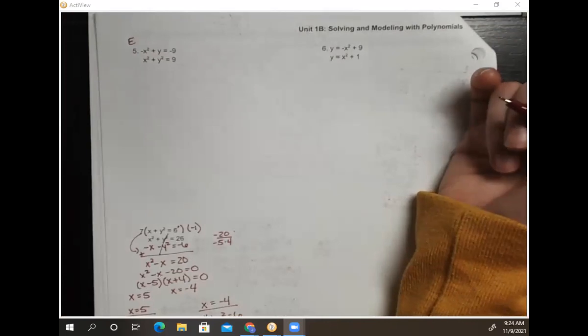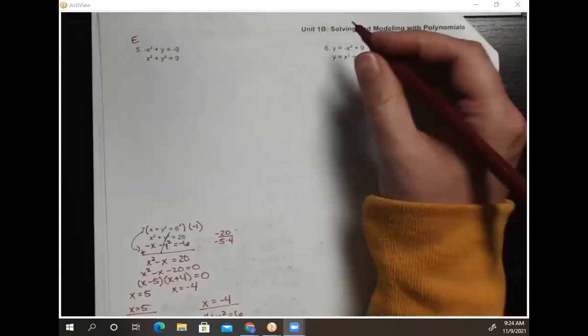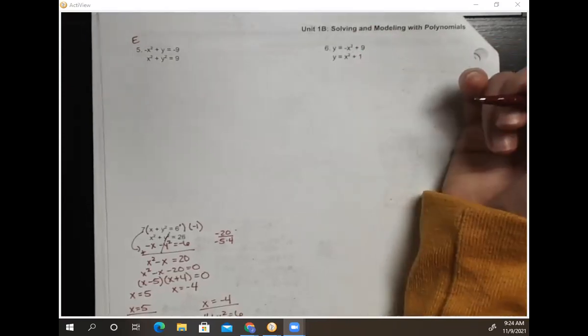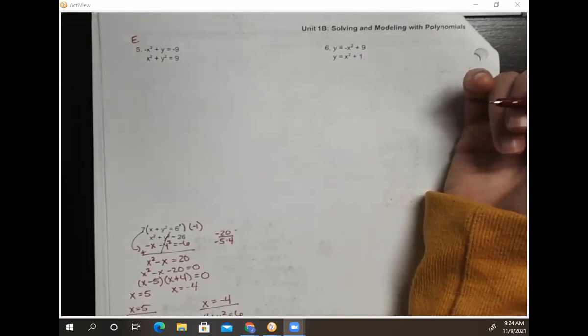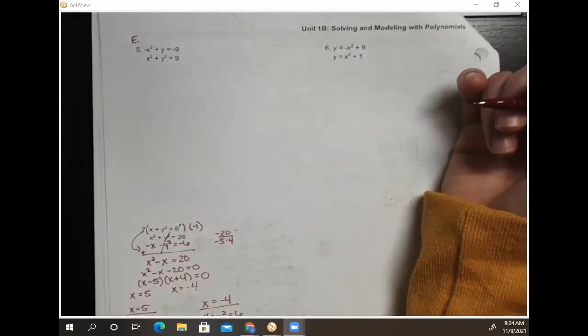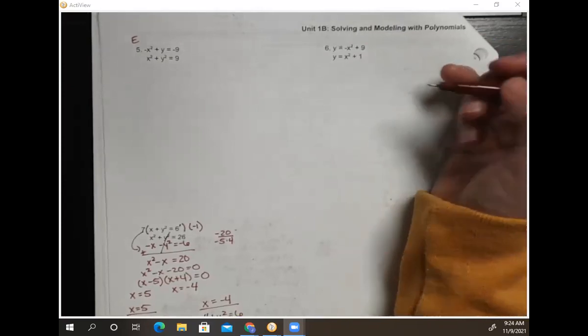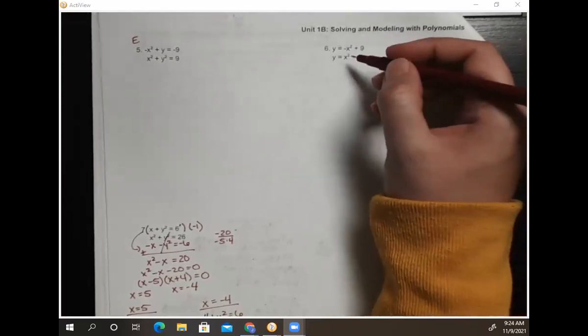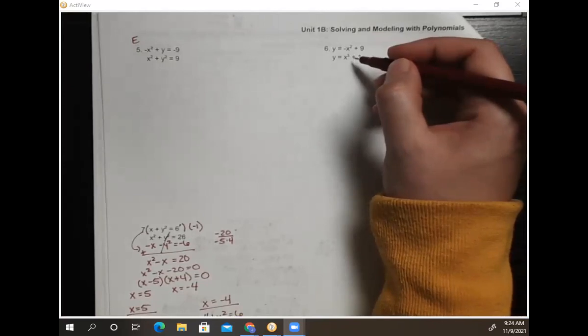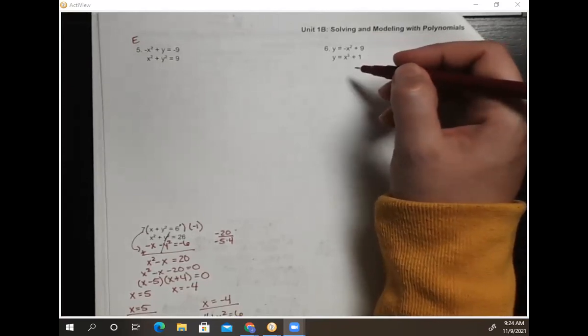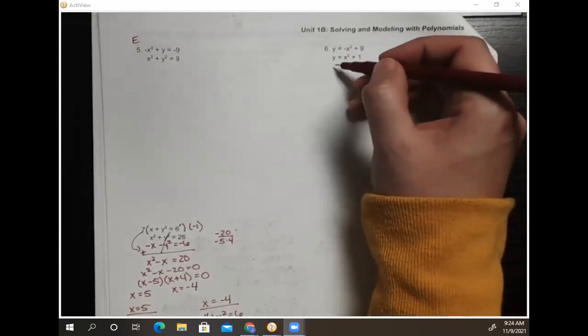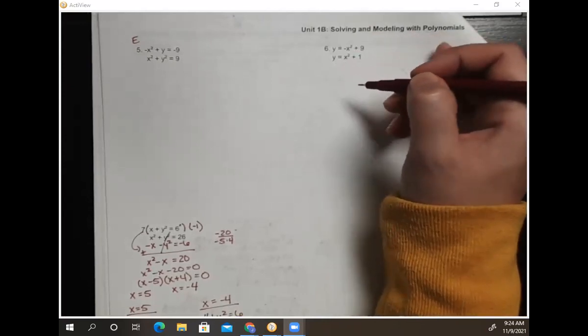How about number 6? You could do elimination. Your x squareds would eliminate. Could you do substitution on this one? This is just like, what was it, number 4 that we looked at, where we had y equals and y equals. If you wanted to, you could plug this in here. So you could use elimination or substitution on this one. If you use elimination, I want you to recognize that on the left, you have y plus y. That's 2y, not just y.